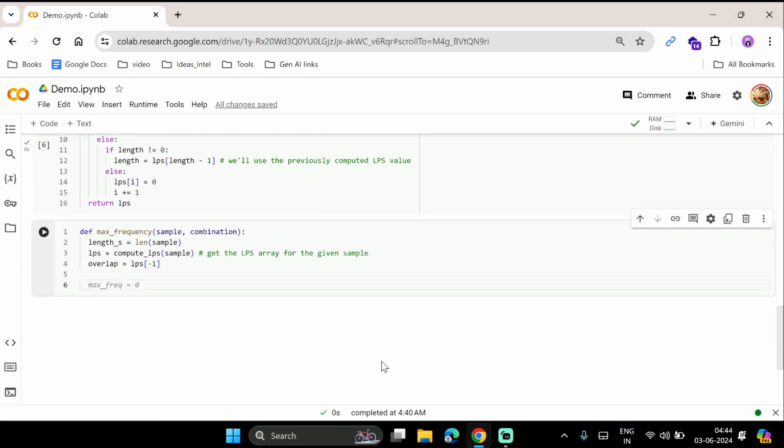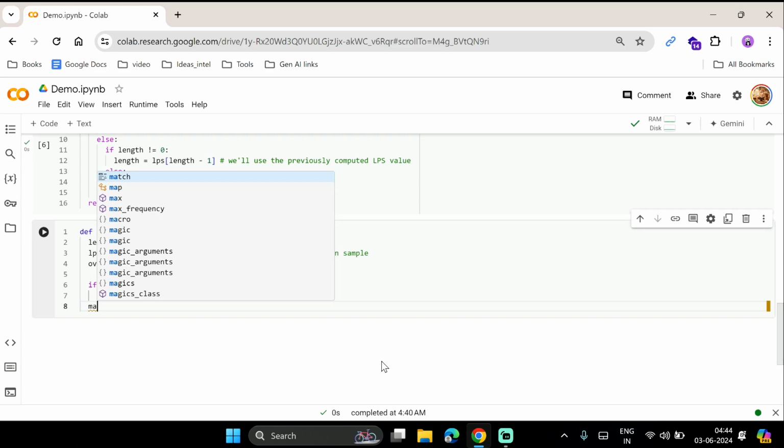So what we can do is put one scenario: if length of S is less than combination, return 0. If the sample is longer than combination, we can't obviously fit it, so maximum frequency should come as 0. Otherwise, you can write else, or otherwise the maximum occurrence. So this is just one scenario. We do not have to provide both if and else conditions here.